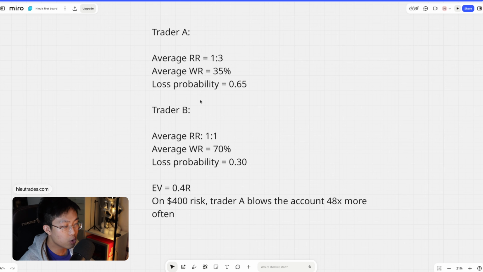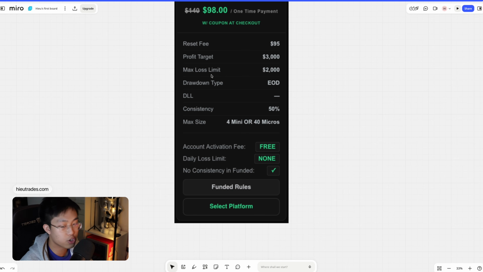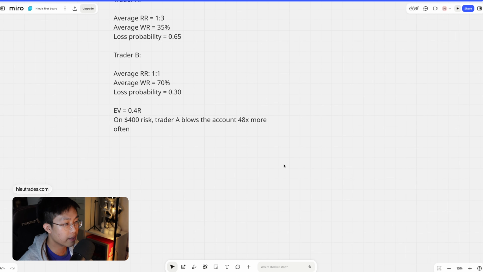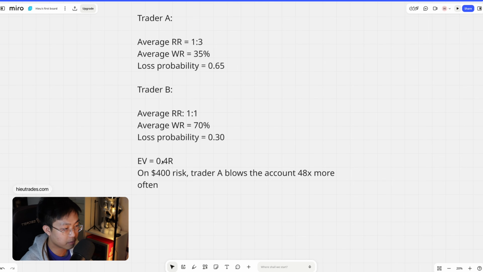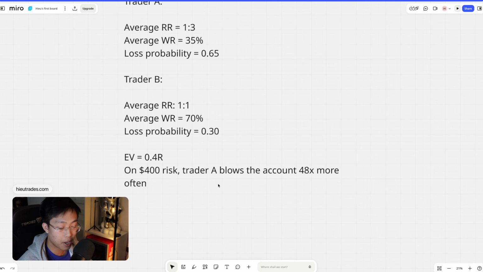However, you can't account for the long run when you're trading prop firms because of that constraint you have, because of the max loss limit, right? Because of the trailing drawdown. You can't account for the long run when you're looking at the expected value. So even though Trader A and Trader B have the same expected value, when you're risking $400 worth of risk per trade, Trader A is going to blow the account 48 times more often on average.